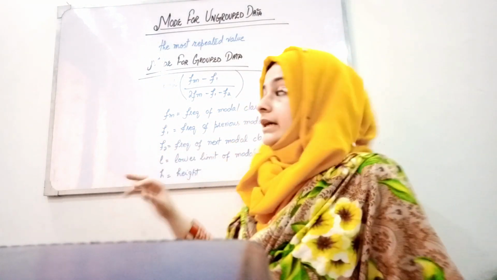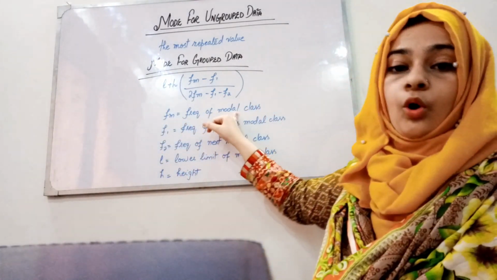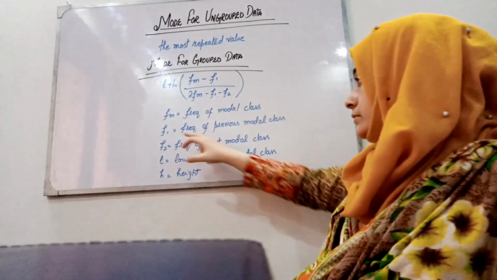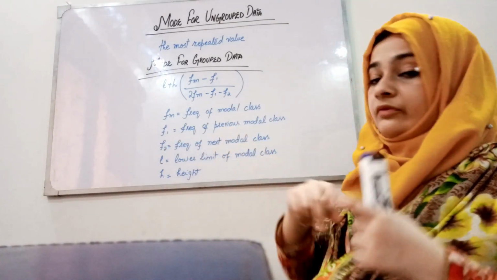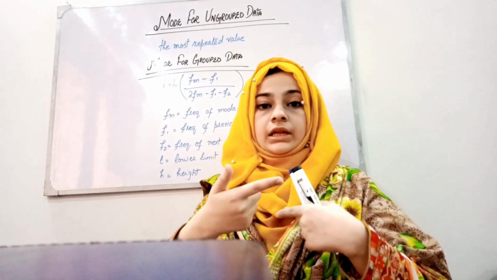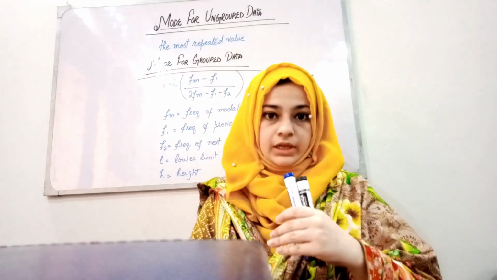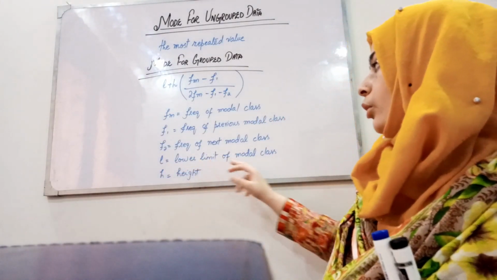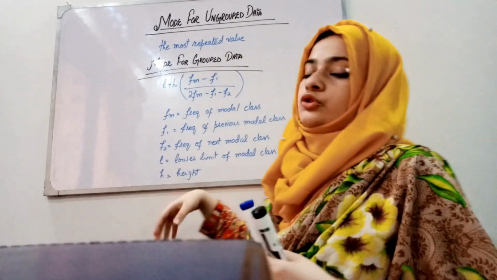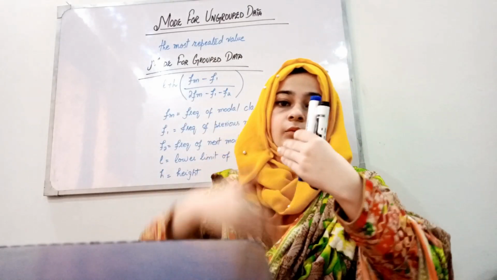Now what is that? Fm is the frequency of the modal class. F1 is the frequency of the previous class, the class above the modal class. F2 is the frequency of the class next to the modal class. L is the lower limit of the modal class, and H is the height of the class, the width of the classes.